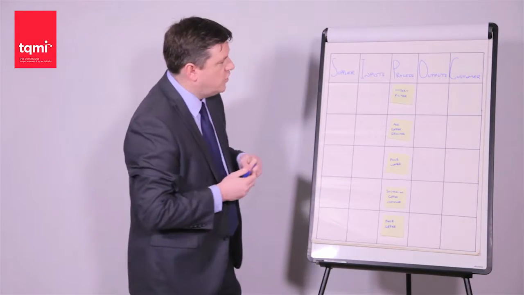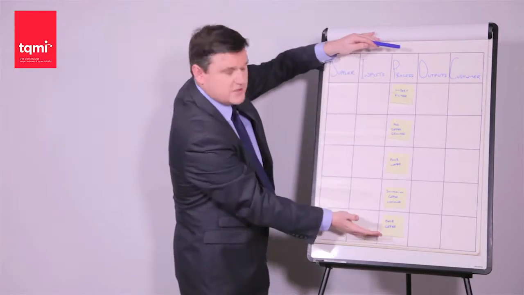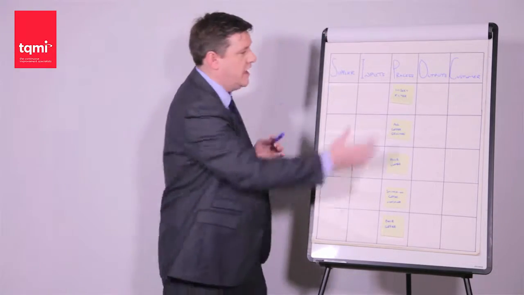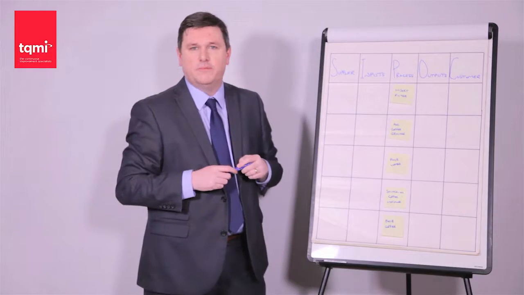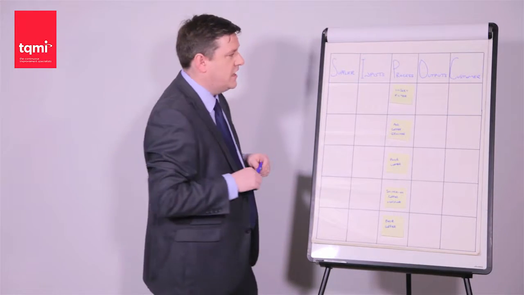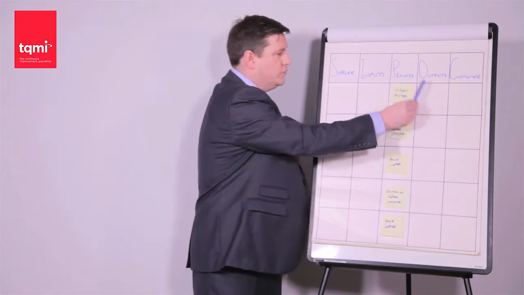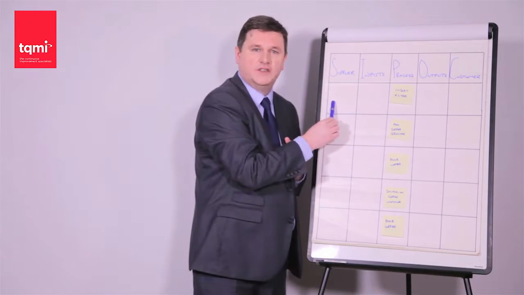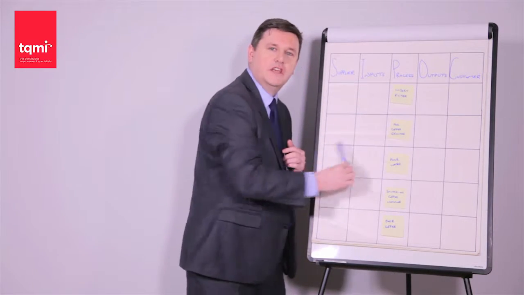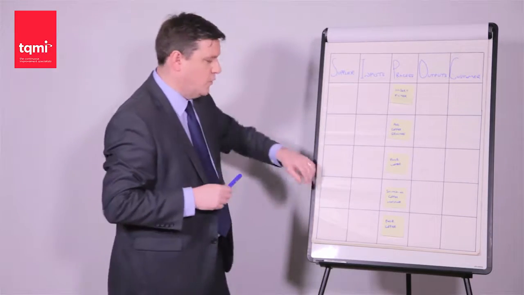Okay, so we've now got our process mapped out from a very high level, running down the middle of our SIPOC here. The next task is to come up with the inputs, the outputs, the customers and the suppliers for each of these rows individually, okay? And that's what we're going to go through now.